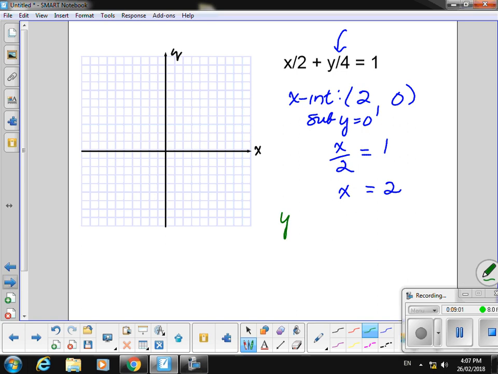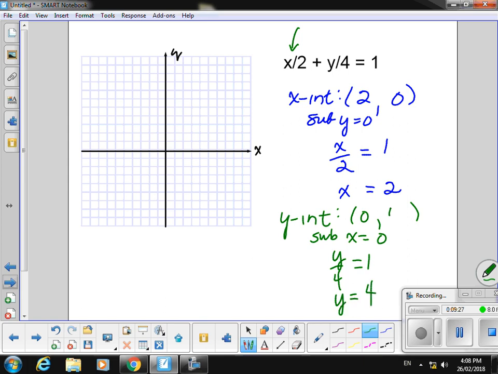Secondly, my y-intercept is where my x value is 0. So I'm going to substitute x equals 0. That means the first term becomes 0, because 0 divided by 2 is 0, is gone. I'm left with y over 4 equals 1. And if I want to isolate y, I'm going to multiply both sides by 4. And I have a y-intercept of 4. So my two intercepts are 2, 0 and 0, 4. That's enough for a line.